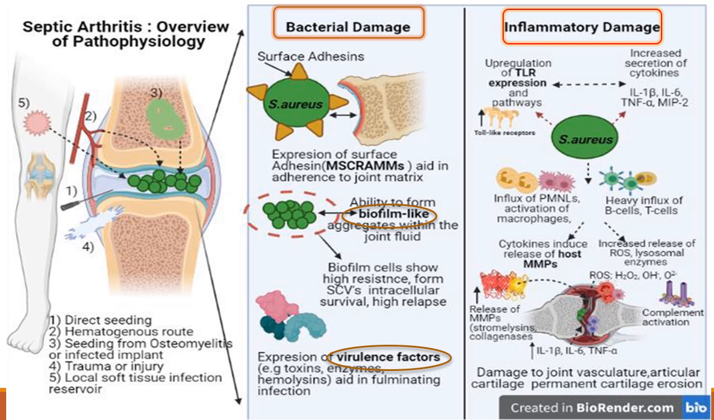On the other hand, the body's inflammatory response, through the release of cytokines, macrophages, and neutrophils, causes a release of a lot of enzymes, lysosomal enzymes, as well as the host matrix metalloproteases. The matrix metalloproteases as well as the lysosomal enzymes can cause direct damage to the cartilage. This can happen as quickly as 8 hours. So you have to treat septic arthritis as soon as possible, or you will end up with cartilage damage.